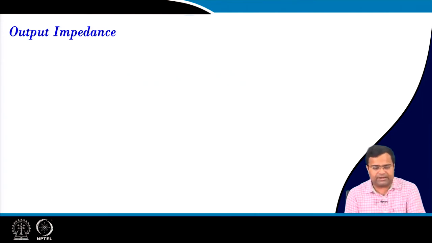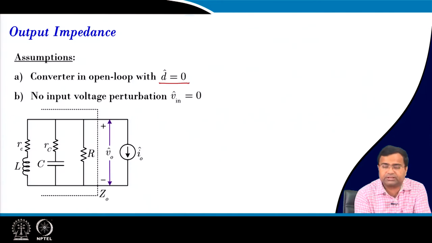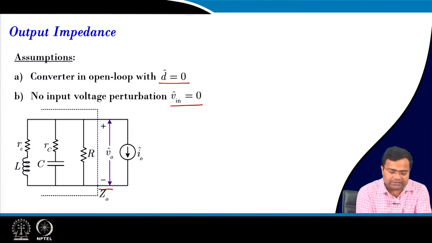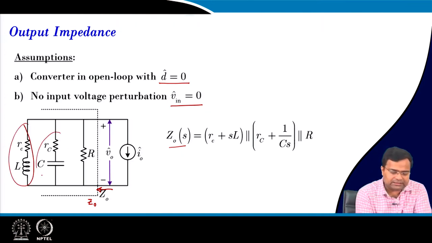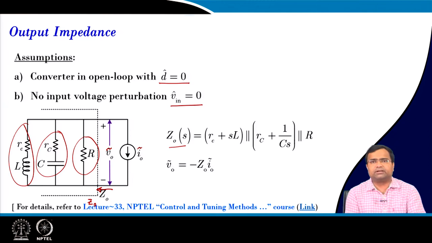Now, if we want to find the output impedance expression under open loop condition, we keep the duty ratio constant, so the perturbation of the duty ratio is set to 0. We also keep the input voltage constant, so the input voltage perturbation is 0. Then the earlier AC equivalent circuit is transformed into this circuit, where you are looking from this point, and this is my output impedance, with a current sinking load I0. Because it is a sinking load, the output impedance expression will be the parallel combination of this branch and this branch, as well as the resistance. The output voltage perturbation V0 tilde is equal to minus Z0 into I0 tilde, where since it is a sinking load, the negative sign comes. This is discussed in lecture number 33 in our earlier course.